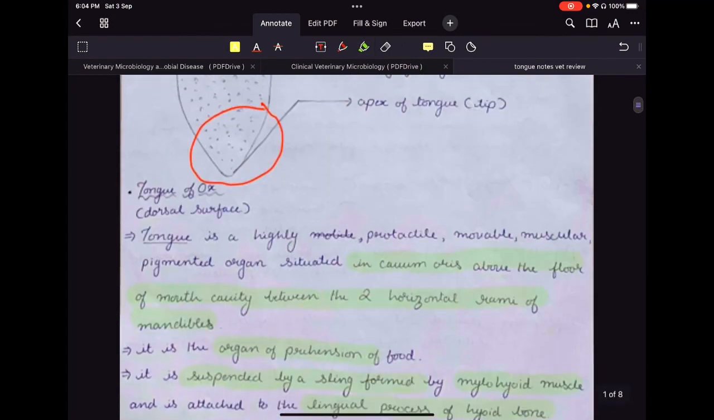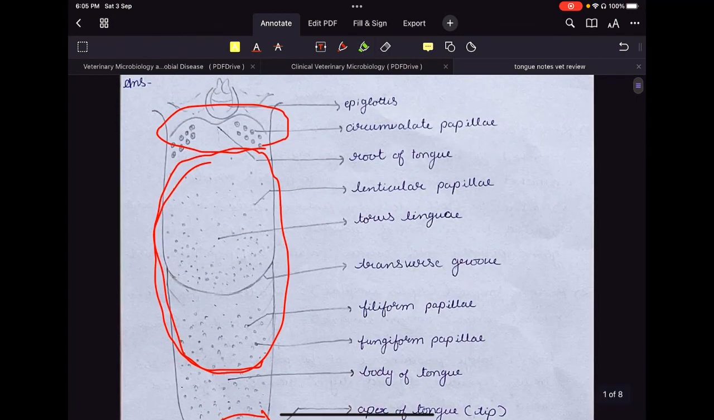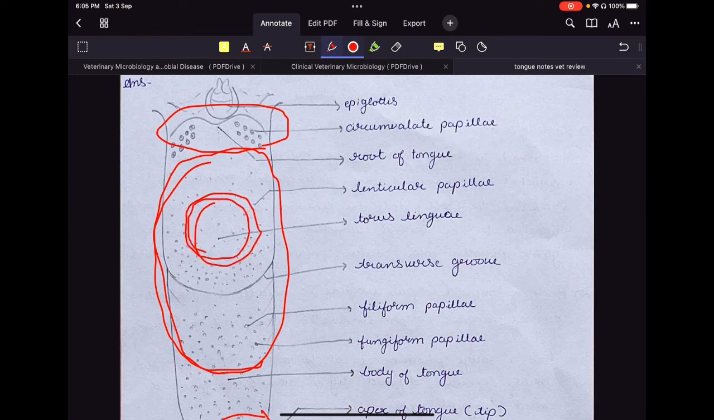So what are these? This thing right here is a raised mound-like structure called the torus linguae, and just in front of it we have a transverse groove called the lingual fossa. So this is the dorsal view of the tongue. If you are looking at the tongue from the side, what will we see? A structure like this, right? So this is the torus linguae and this is the lingual fossa or the transverse groove.